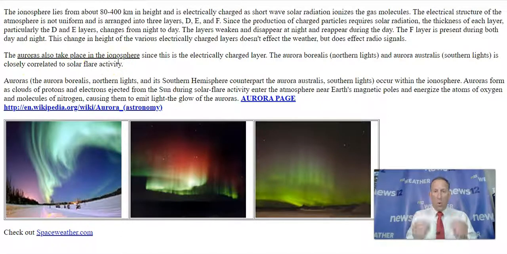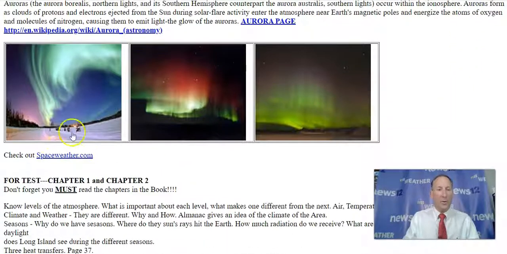So the auroras only occur in the ionosphere. Even though the ionosphere is in the thermosphere, they only occur in the ionosphere where we have all these electrically charged things going on. The aurora borealis is the northern lights. The aurora australis is the southern lights. Southern hemisphere versus northern hemisphere. And this is kind of what the northern lights look like. You can check out the aurora page and check out some more images on Wikipedia.